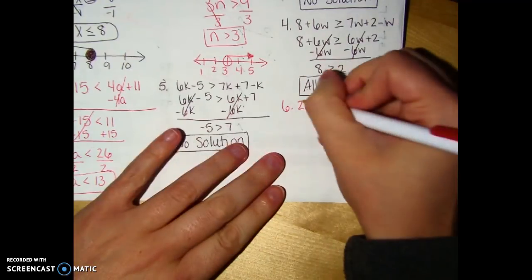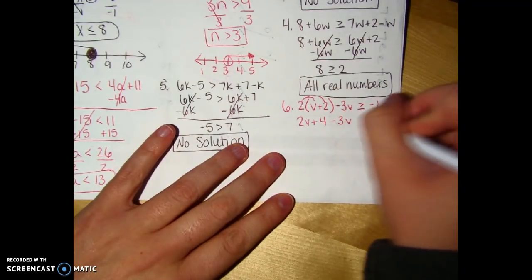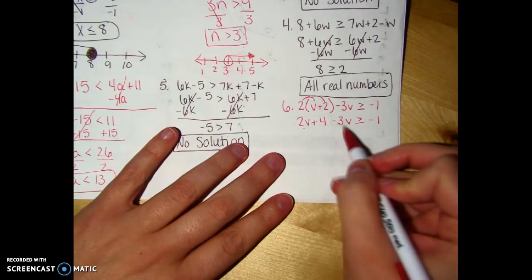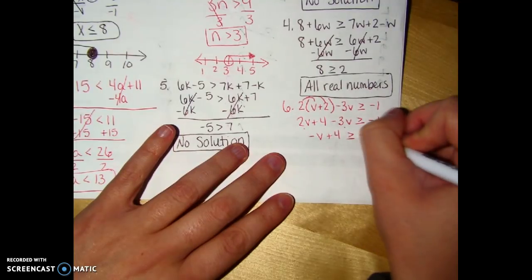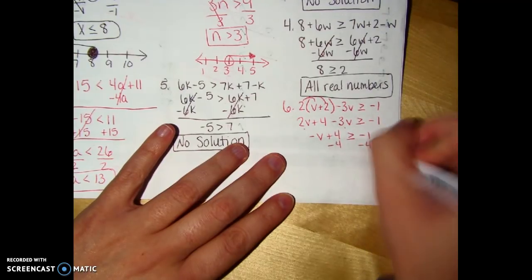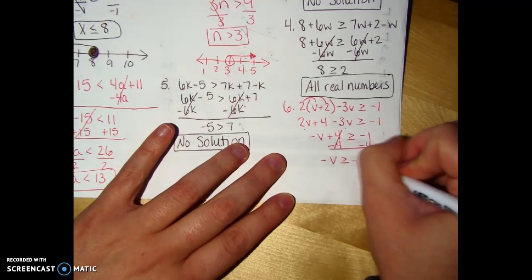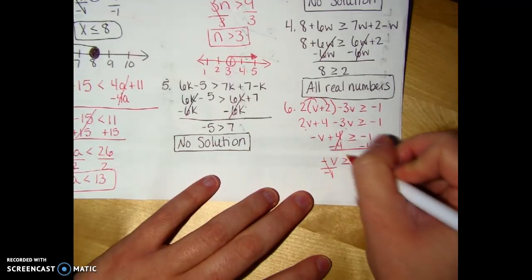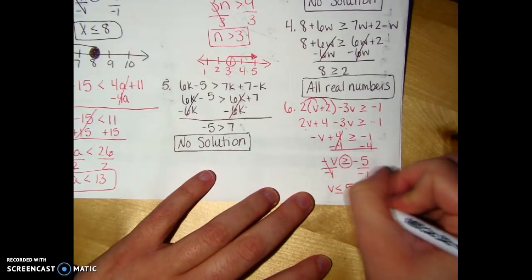Okay, on this one, hopefully you distributed first. 2v plus 4 minus 3v is greater than or equal to negative 1. Combine like terms. 2v minus 3v is negative v, plus 4 is greater than or equal to negative 1. I'm going to subtract 4. That's negative v is greater than or equal to negative 5. Divide both sides by negative 1. I divided by a negative, so I need to flip that. V is less than or equal to 5.